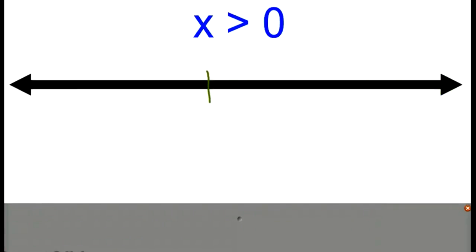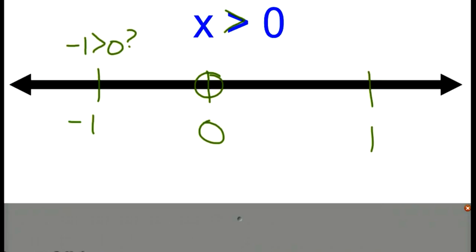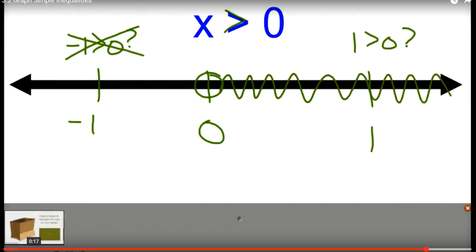x is greater than 0. I have -1, 0, and 1. I have an open circle because of my inequality symbol. Is -1 greater than 0? Or is 1 greater than 0? And 1 is greater than 0, so I'm going to shade in the direction that makes my inequality statement true.